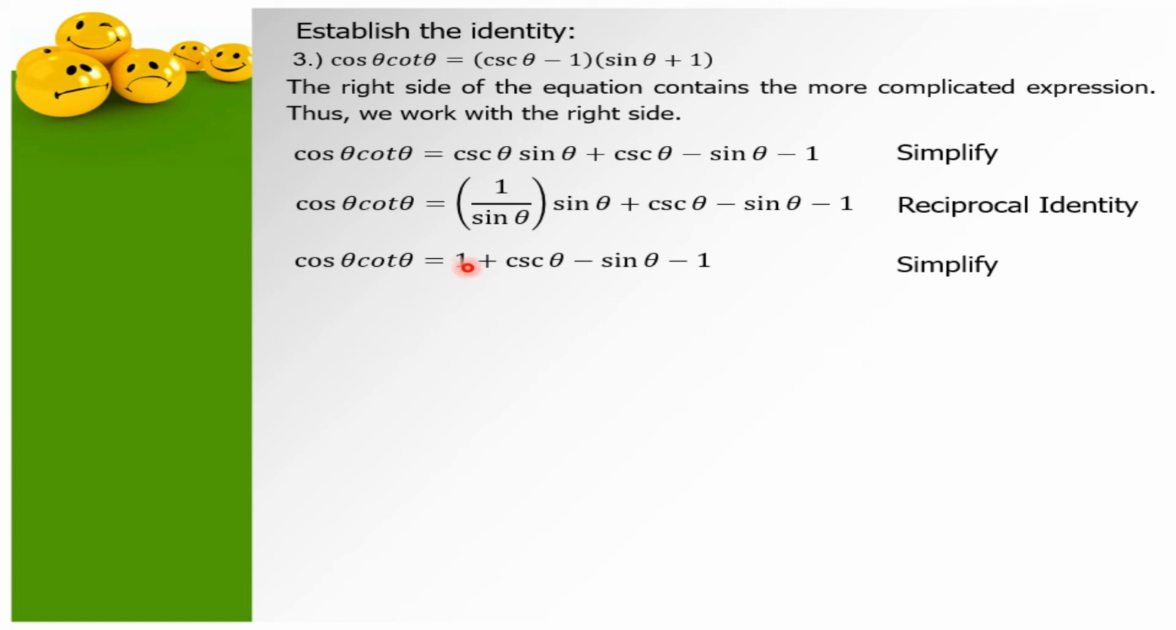Kung na-notice nyo mga boss, sa right side of the equation, meron tayong positive 1 at saka negative 1. We can combine these similar terms. So, 1 minus 1, that gives us 0 na mga boss. Ibig sabihin, wala na po tayong constant dito sa right side of the equation. Yung natira na lang is cosecant theta minus sine theta. Simplify na lang po yan mga boss. Okay? Next, ano yung gagawin natin?